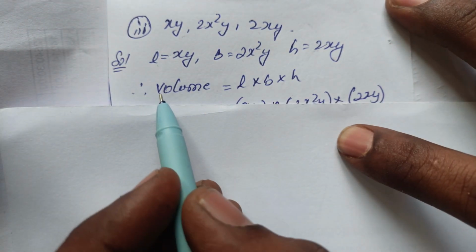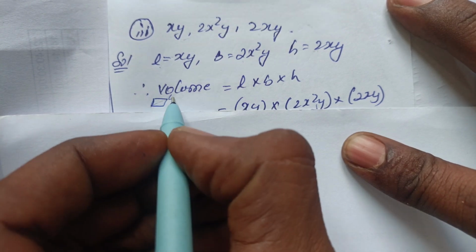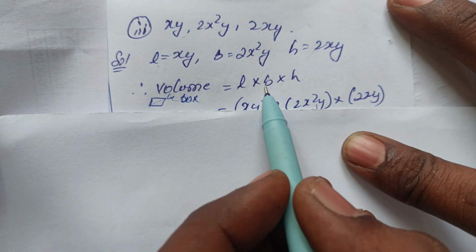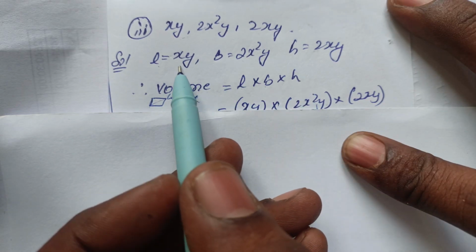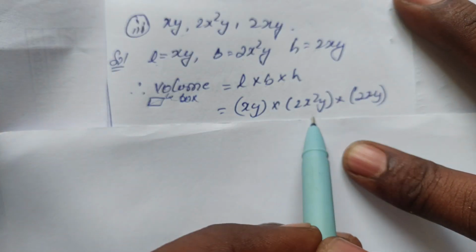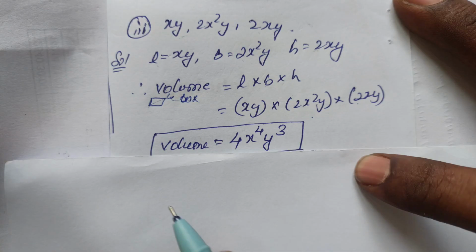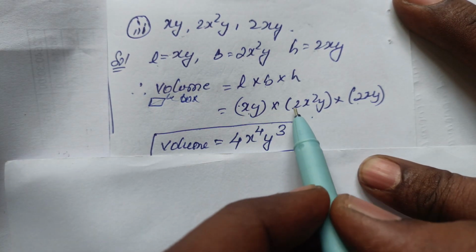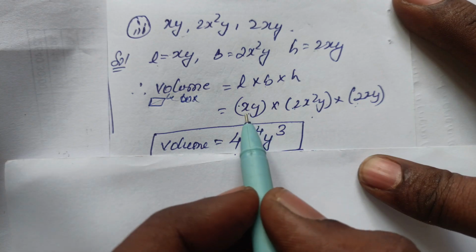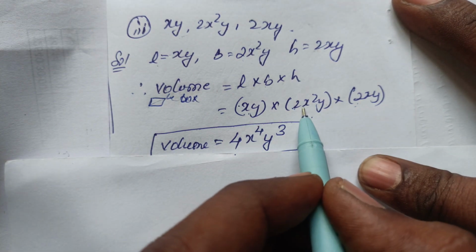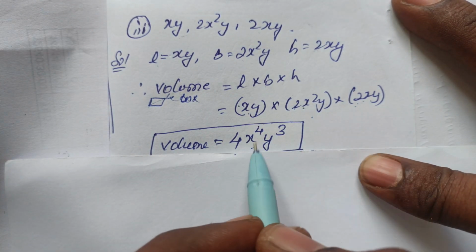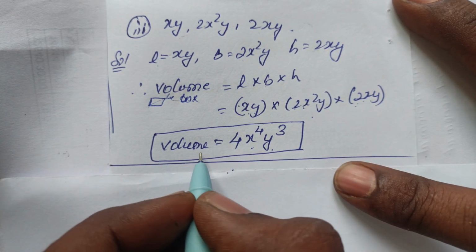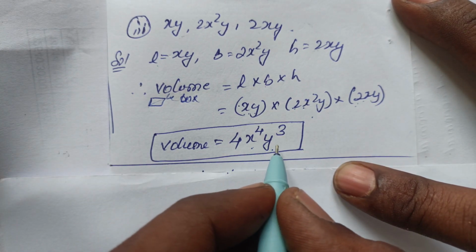So now the volume of a rectangular box is equal to length into breadth into height. We will substitute the length value here, the breadth value here and the height value here. Here we consider 1, 1 into 2 is 2, 2 into 2 is 4, 4 as it is. x into x square is x cube, into x is x raised to 4, y into y is y cube. So the volume of the rectangular box is 4x raised to 4 y cube.